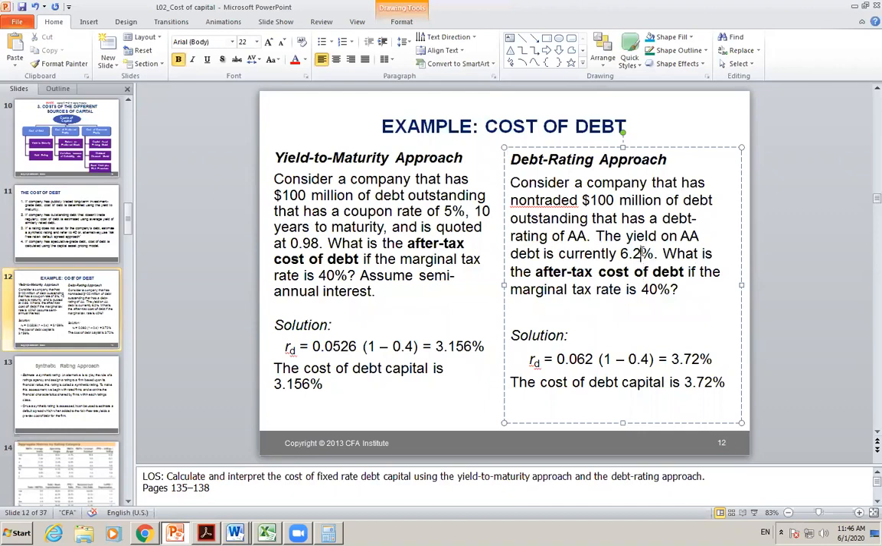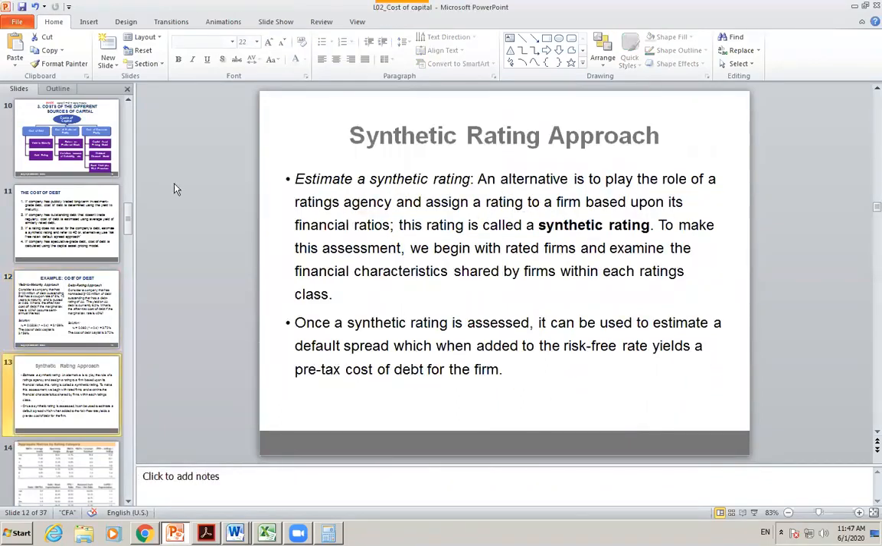So you just get this. This is the easiest one. Here, you don't have to calculate anything. You just grab the number and adjust to the tax, and you get it. So this is another way, okay? Two ways is the most important thing that you should remember. If these two ways are not available and it's not rated, then you have to rate yourself using the synthetic approach.